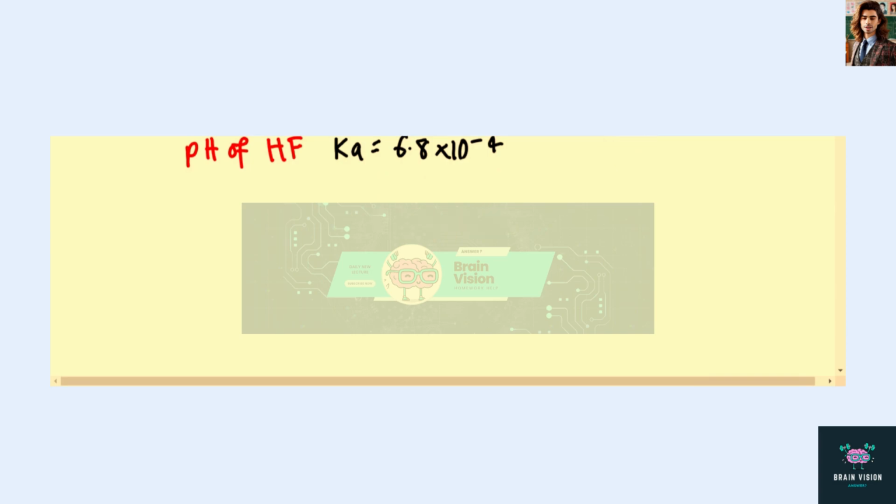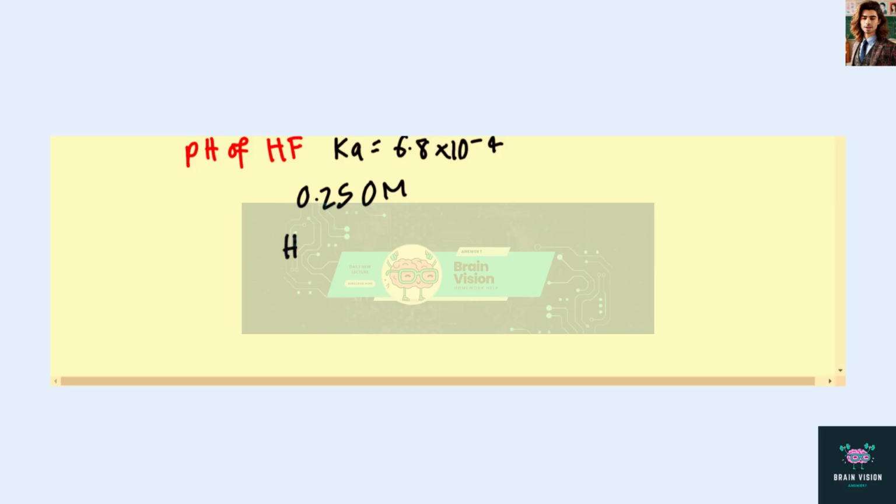Now that we've hopefully understood why we cannot make the assumption that X is too small, let's get started with the problem. We are given 0.25 molar hydrogen fluoride, and we want to find the pH. It would be very helpful to draw an ice table since this is a weak acid.